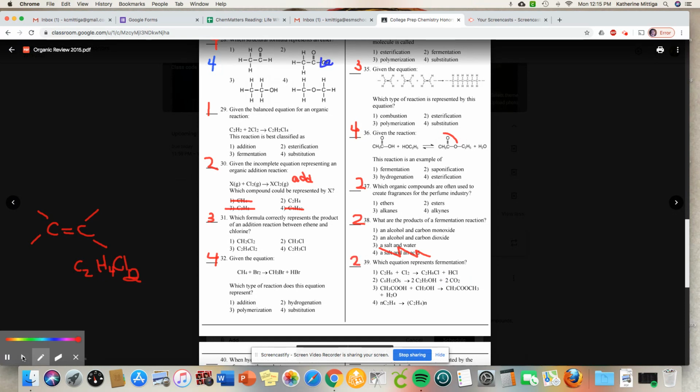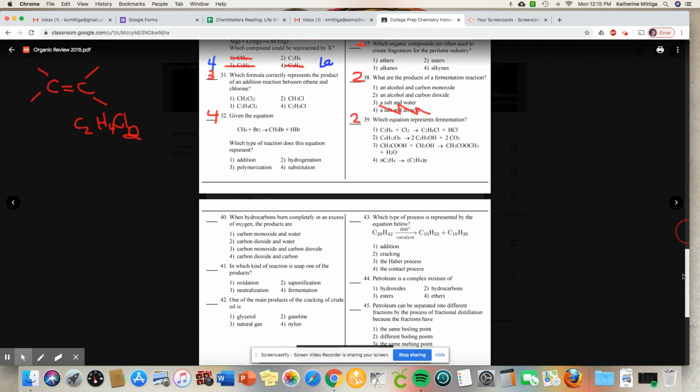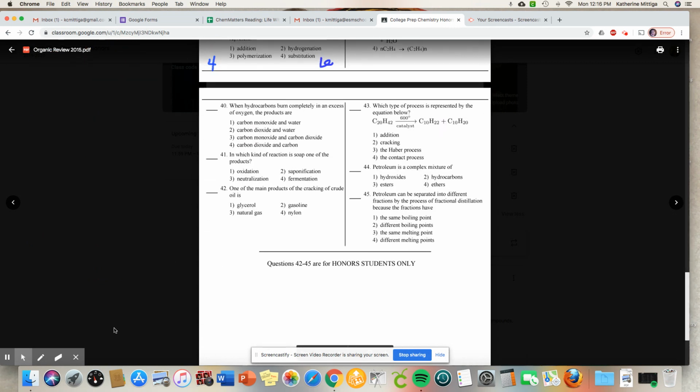All right, moving down. 40. When hydrocarbons burn completely in an excess of oxygen, this is combustion. We're burning, we're getting carbon dioxide and water. And these are just definitions, folks. Soap, figuring out what soap is, which one has the word soap in it, just kind of mixed up. There it is, saponification.